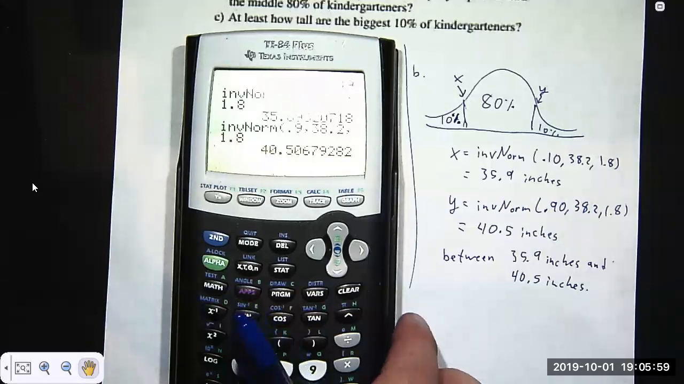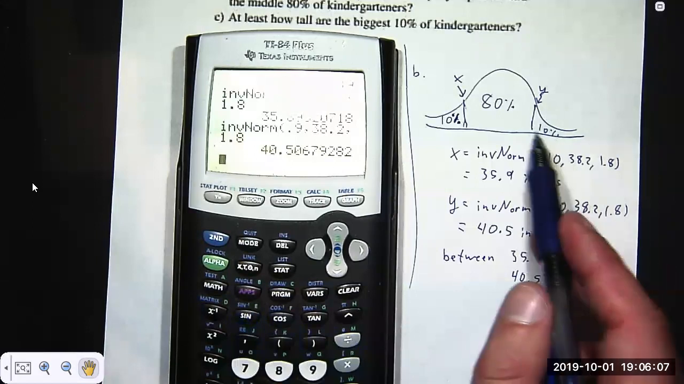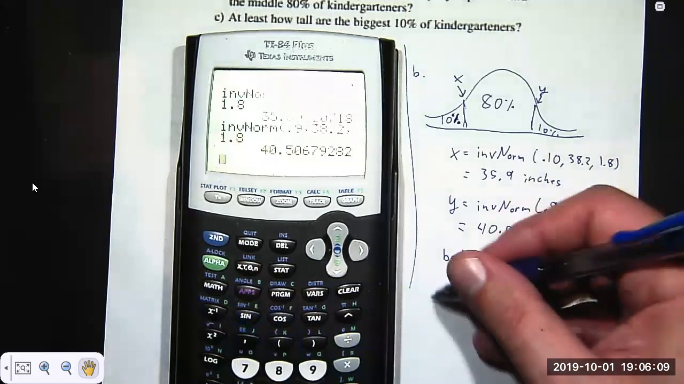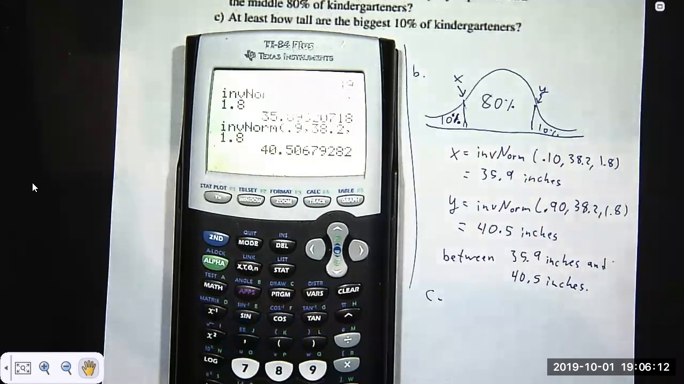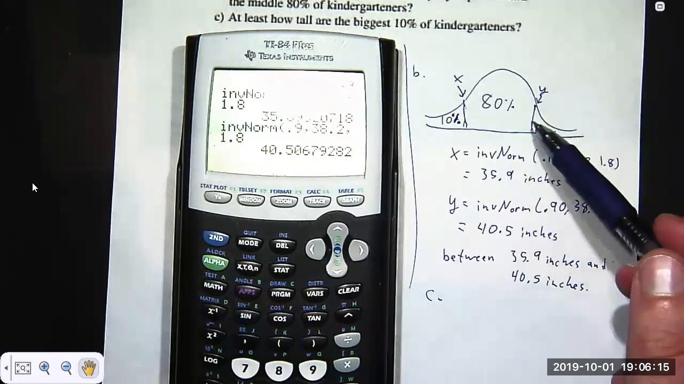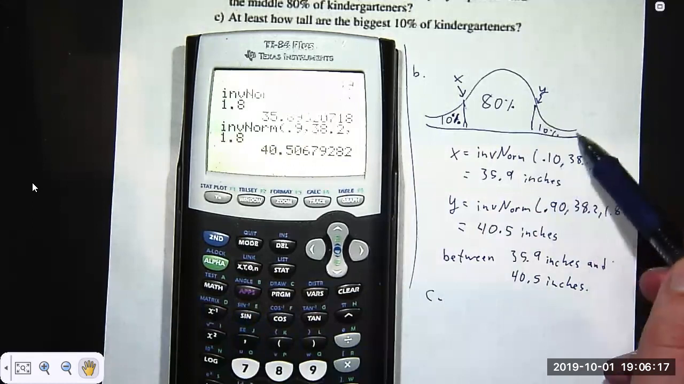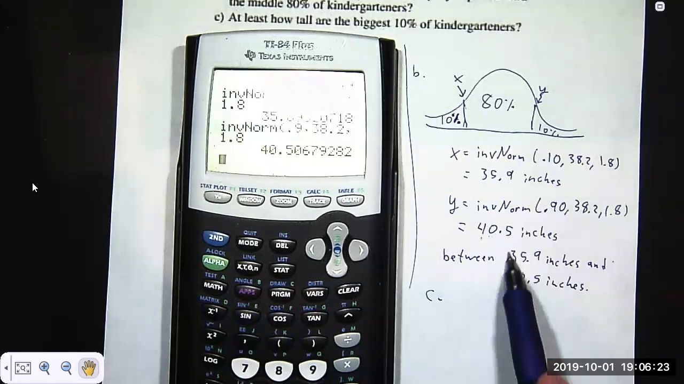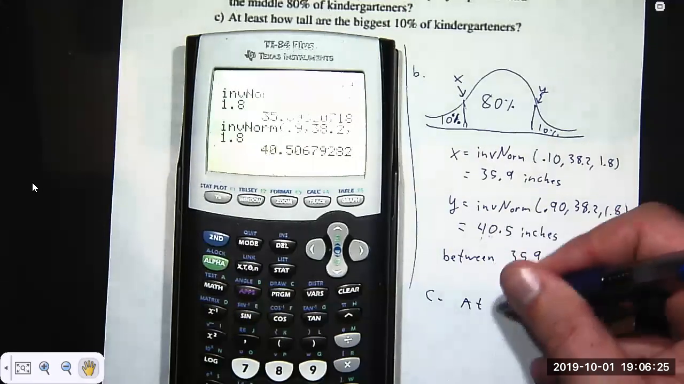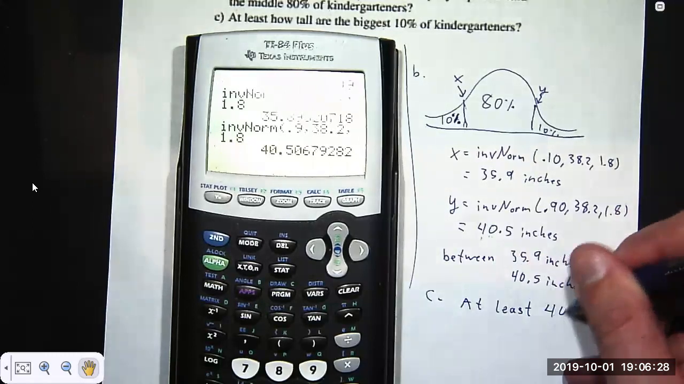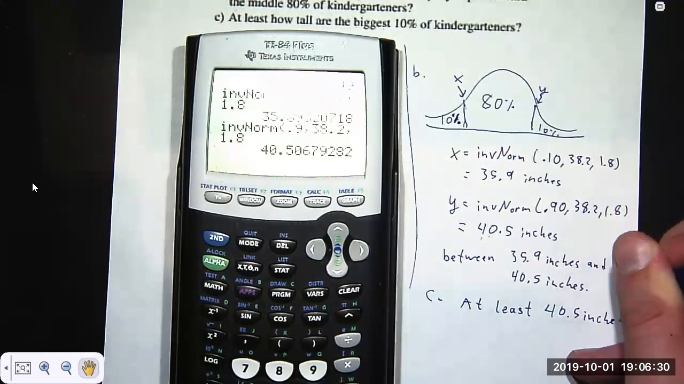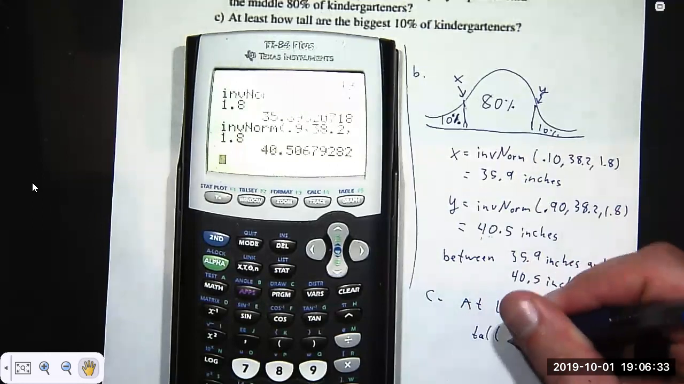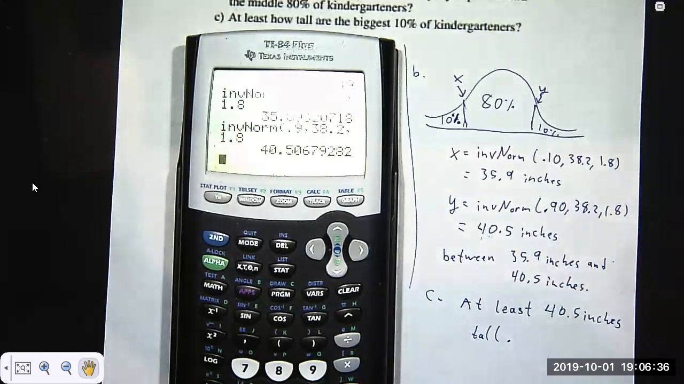At least how tall are the biggest 10% of kindergartners? So that one, we can just use our previous picture here. And we see that the biggest 10% are where Y is, which was 40.5 inches. At least 40.5 inches tall. All right. Any questions with that one?